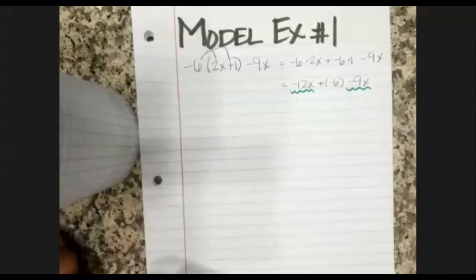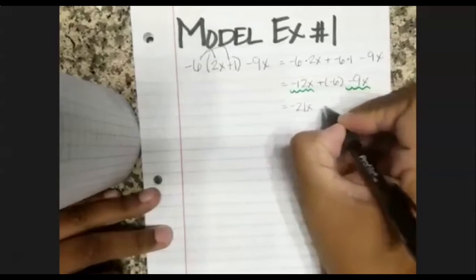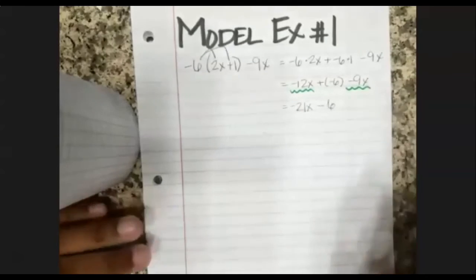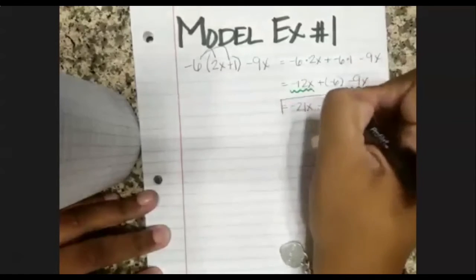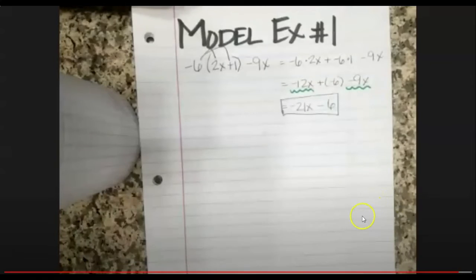So we have negative 6 times 2x, that gives us negative 12x, and then of course I'm going to subtract my 9x, so that gives me negative 21x. And then I just bring down that negative 6 as minus 6 because I don't want to have those double signs.